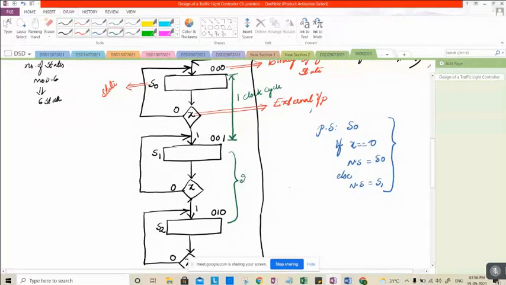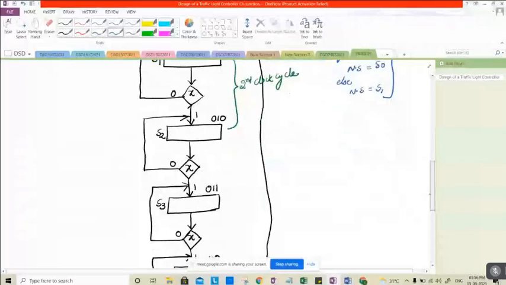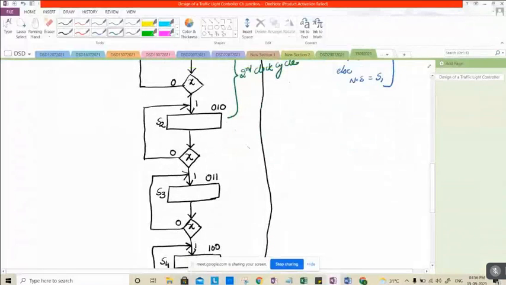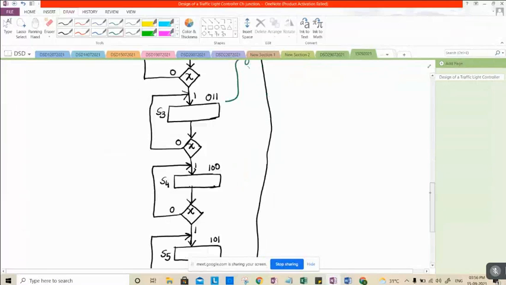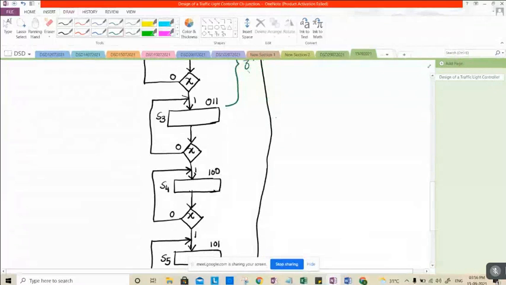One. Right, this is going to happen in my second clock cycle. Now this is going to happen in my third clock cycle. Now this is going to happen in my fourth clock cycle. Now I'd like to ask someone.